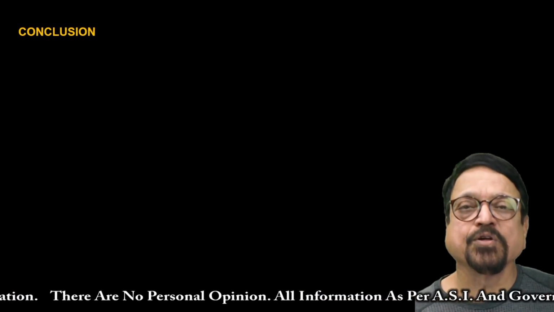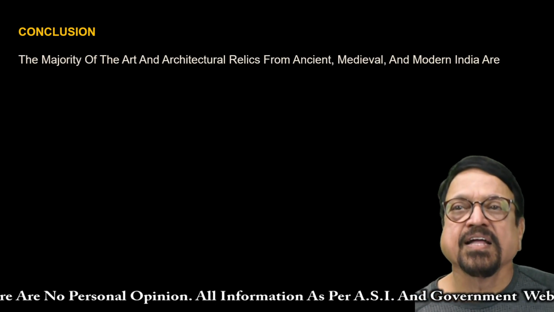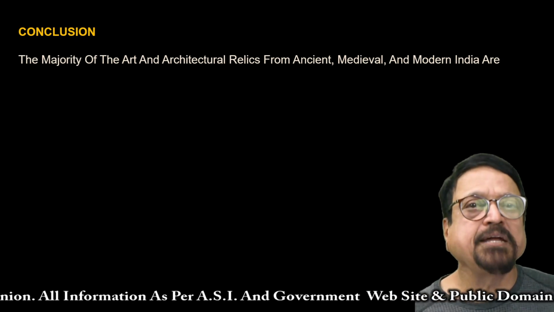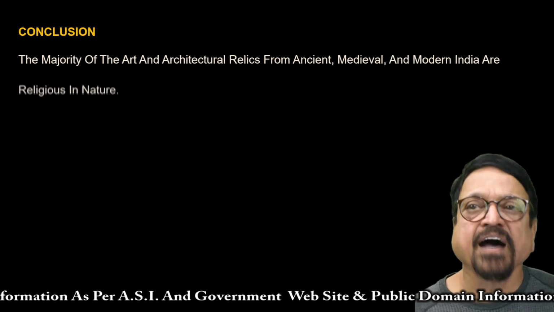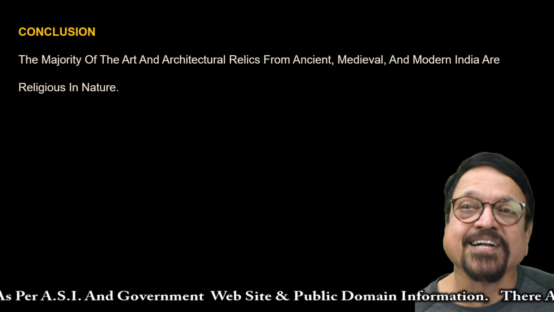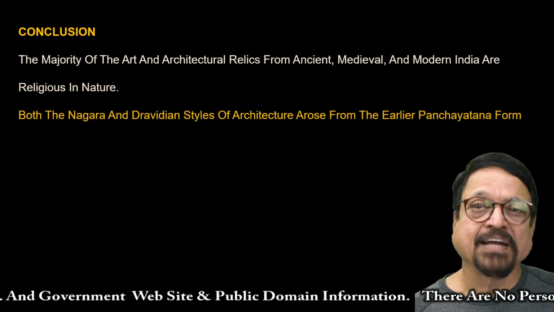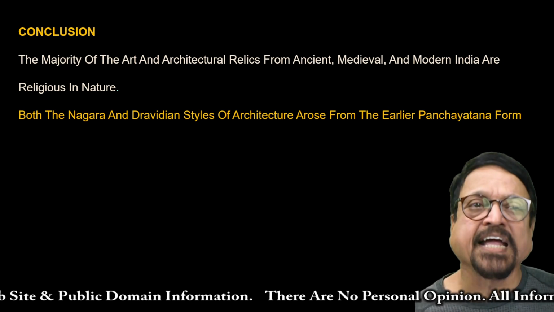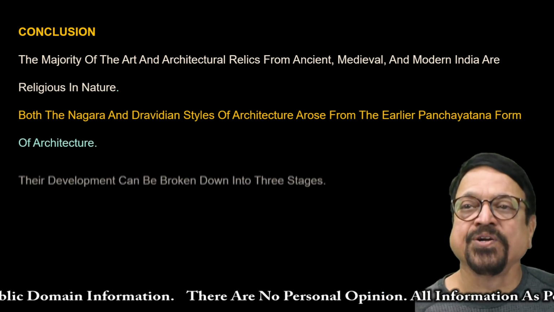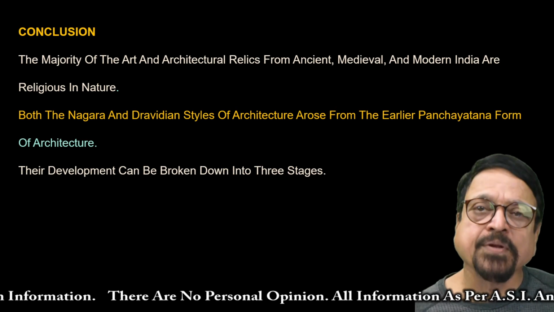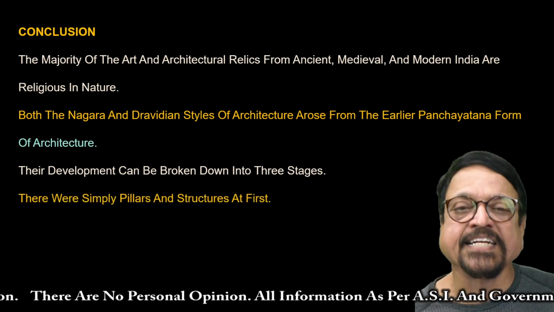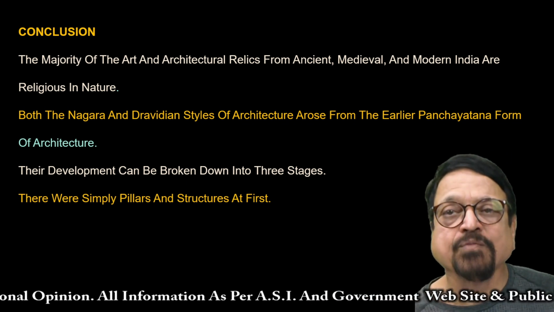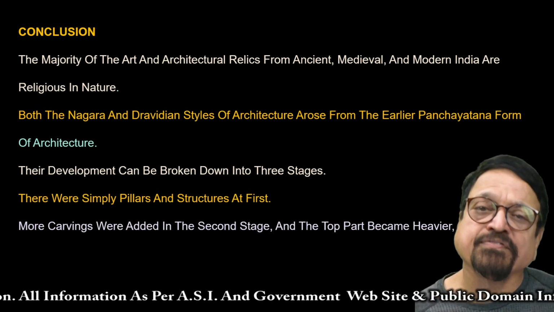Now with that we are coming to the conclusion of this small lecture. We have seen that the majority of the art and architectural reliefs from ancient, medieval and modern India are religious in nature. Both the Nagara and Dravidian styles of architecture arose from an earlier Panchayatan type of architecture. Their development can be broken down into three stages. We see these three stages when looking at temples of different architecture, but most of the temples we are seeing here are from the final stage.